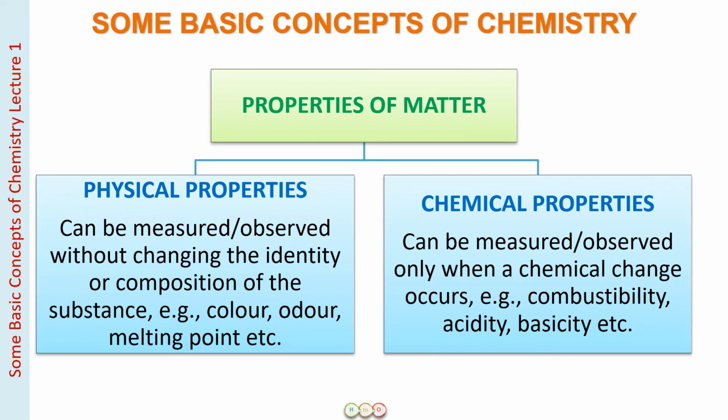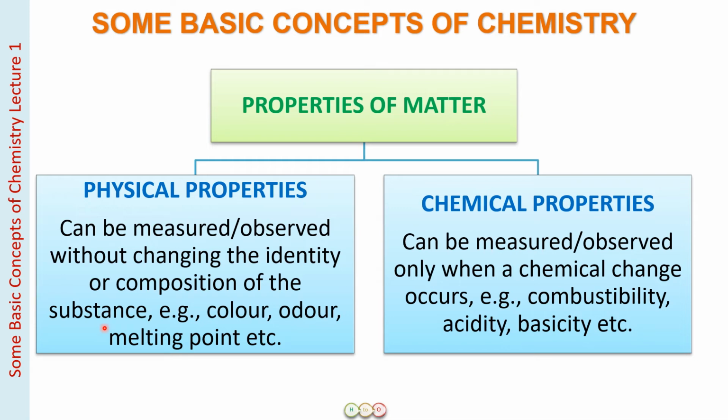The second topic of this lecture is properties of matter and how we measure them. So we will begin with, first of all, the properties of matter. Well, every substance has unique or characteristic properties, and these can be classified into physical properties and chemical properties. Physical properties are those which can be measured or observed without changing the identity or composition of the substance. We do not change the composition of the substance, please remember.